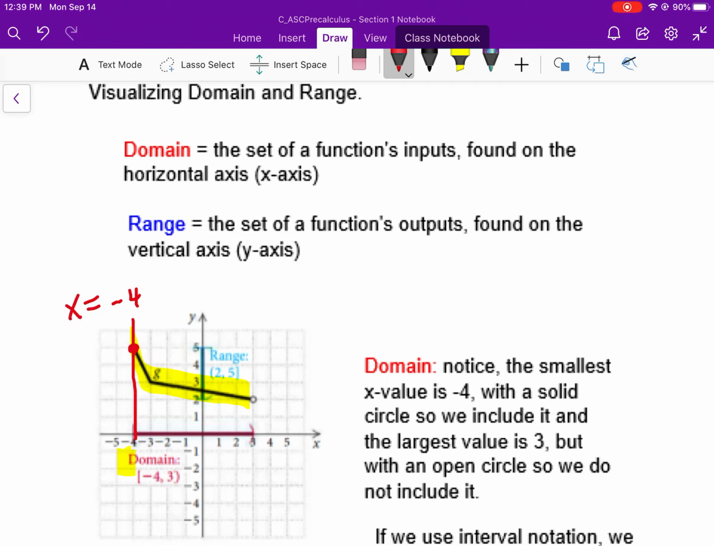And over here, it goes to this spot. Notice this x value, my bad, is 3. So it goes between negative 4 and 3. But now look.